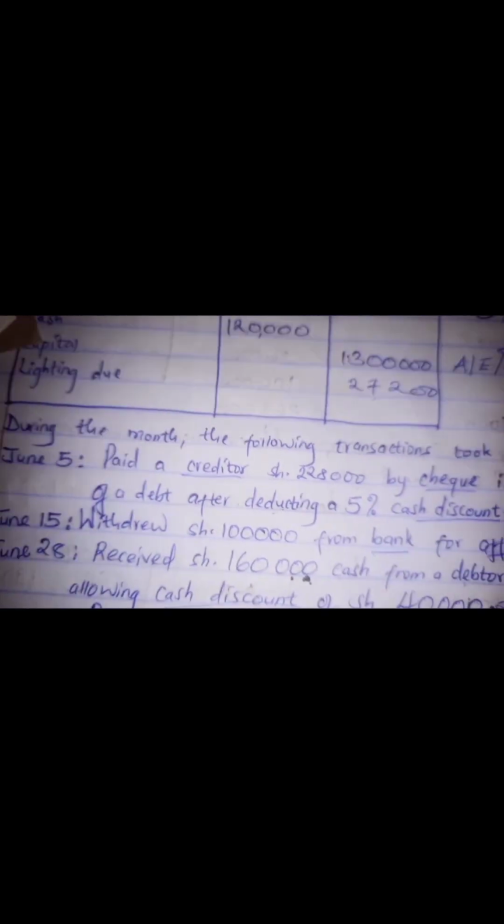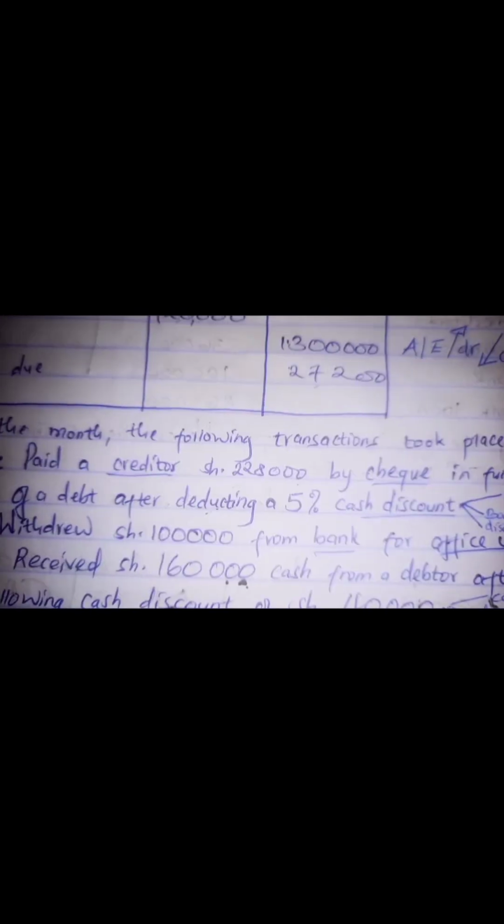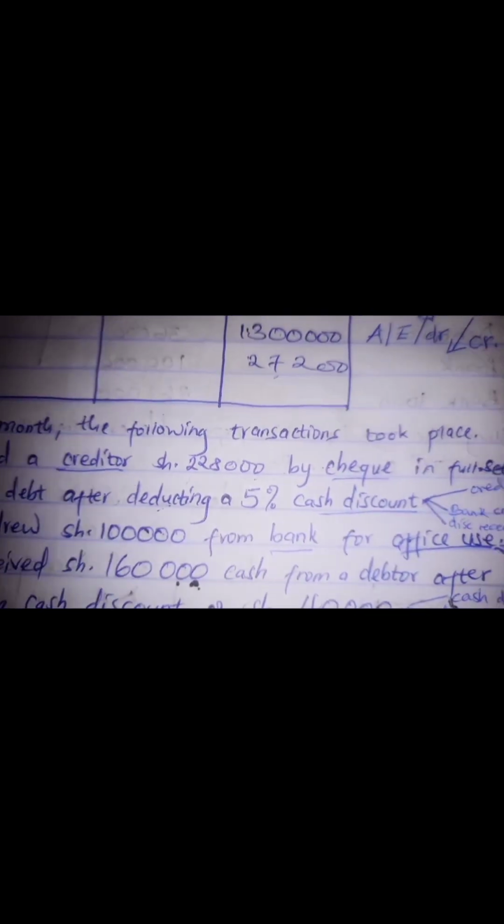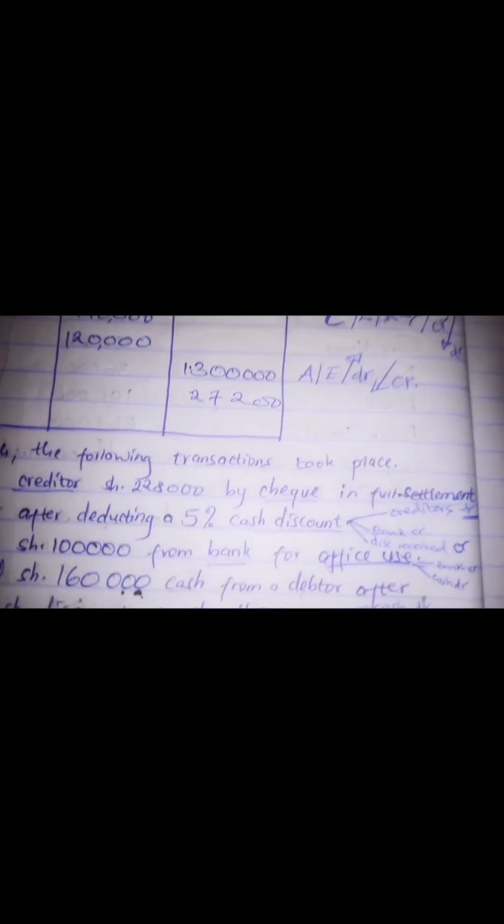Next one, we go to our last transaction on the 28th. On the 28th, we have a cash account. We debit. Again, we are receiving money, 160,000. Where are we receiving our cash from? From the debtor. So that is what you record in the details column. How much are we receiving? 160,000.